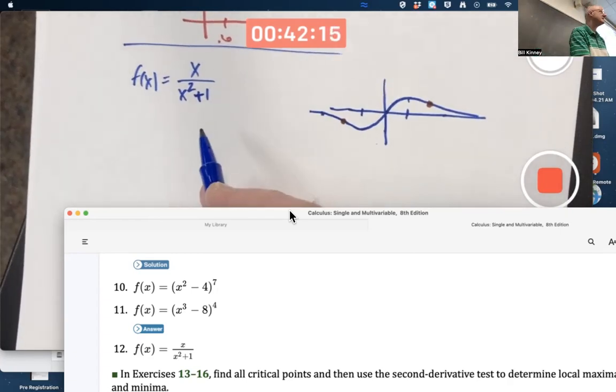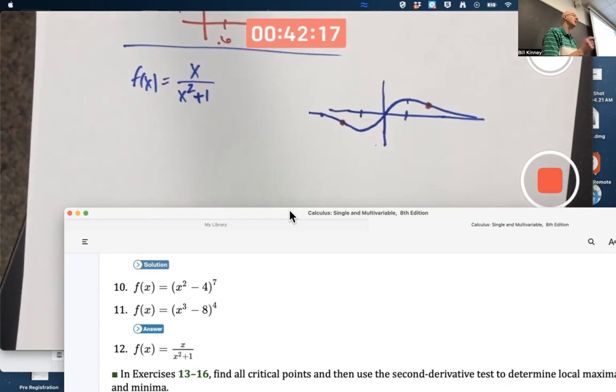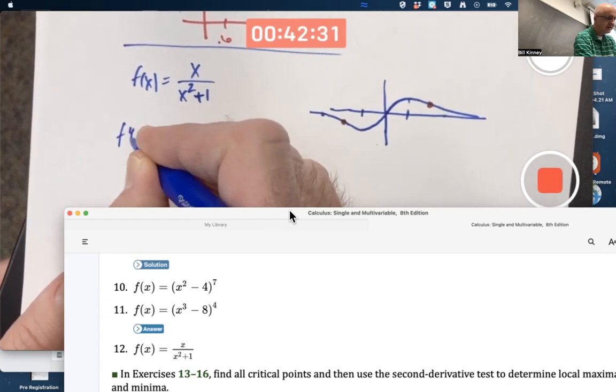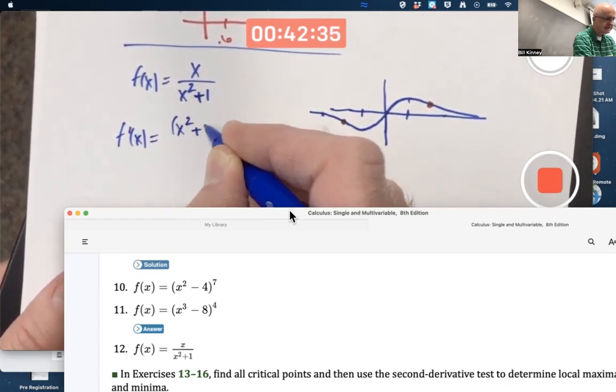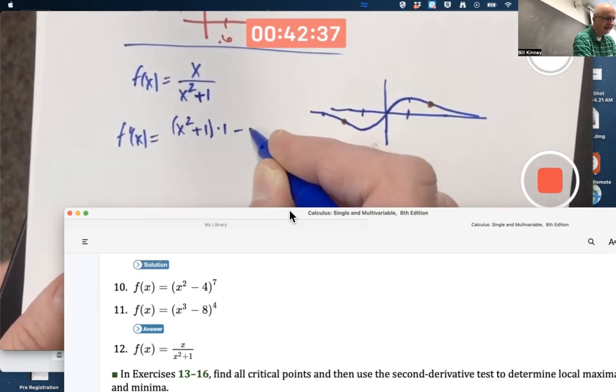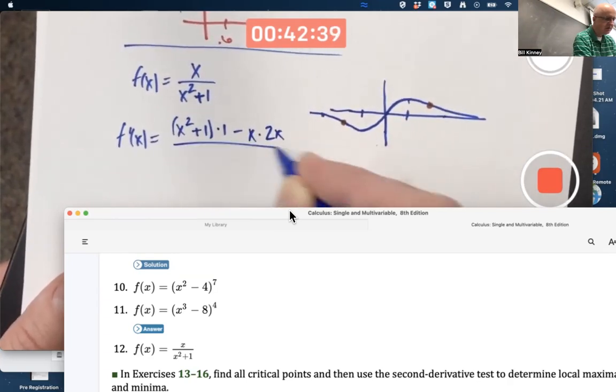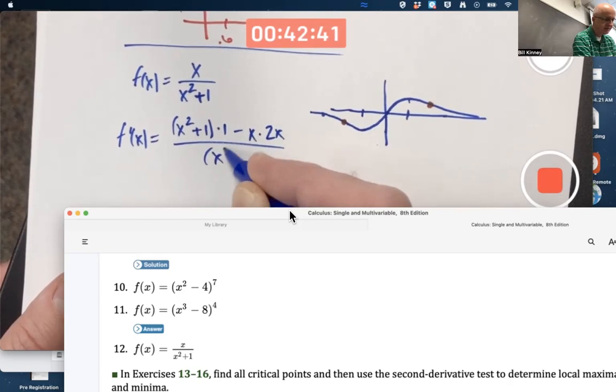Now, I've got a quotient, so I could use the quotient rule. You actually can always avoid the quotient rule because you could also write this as x times x squared plus 1 to the negative 1 power. Then you would have to use the chain rule. It's not that much easier necessarily. The quotient rule is not that bad anyway. So low d high minus high d low over the square of what's below.